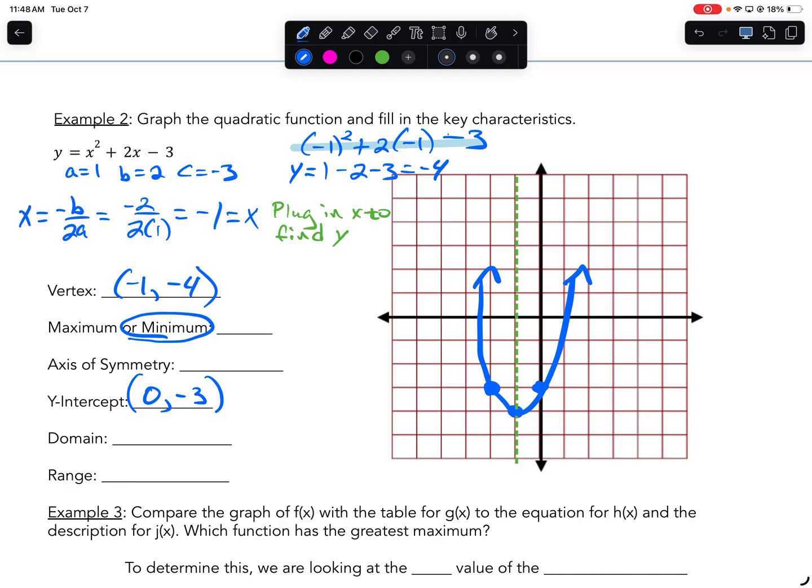So domain, I'm just going to write it as all real numbers. And then the range, what's the smallest y value? Tori, what's the smallest y value? What? Count again.